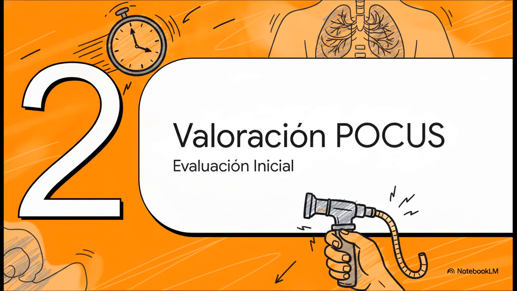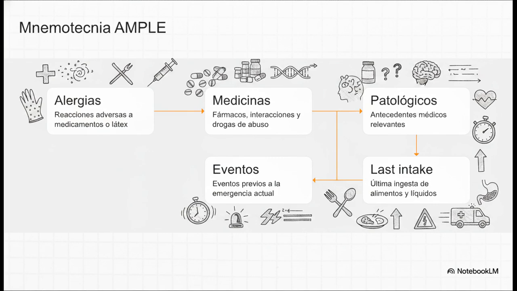Moving on to Section 2, Initial Assessment and POCUS. When you've got a crashing patient who needs a tube, time is definitely not on your side. Your clinical evaluation has to be incredibly fast and hyper-targeted. This is where structure becomes your best friend. The classic AMPLE mnemonic is still our foundational guide here.